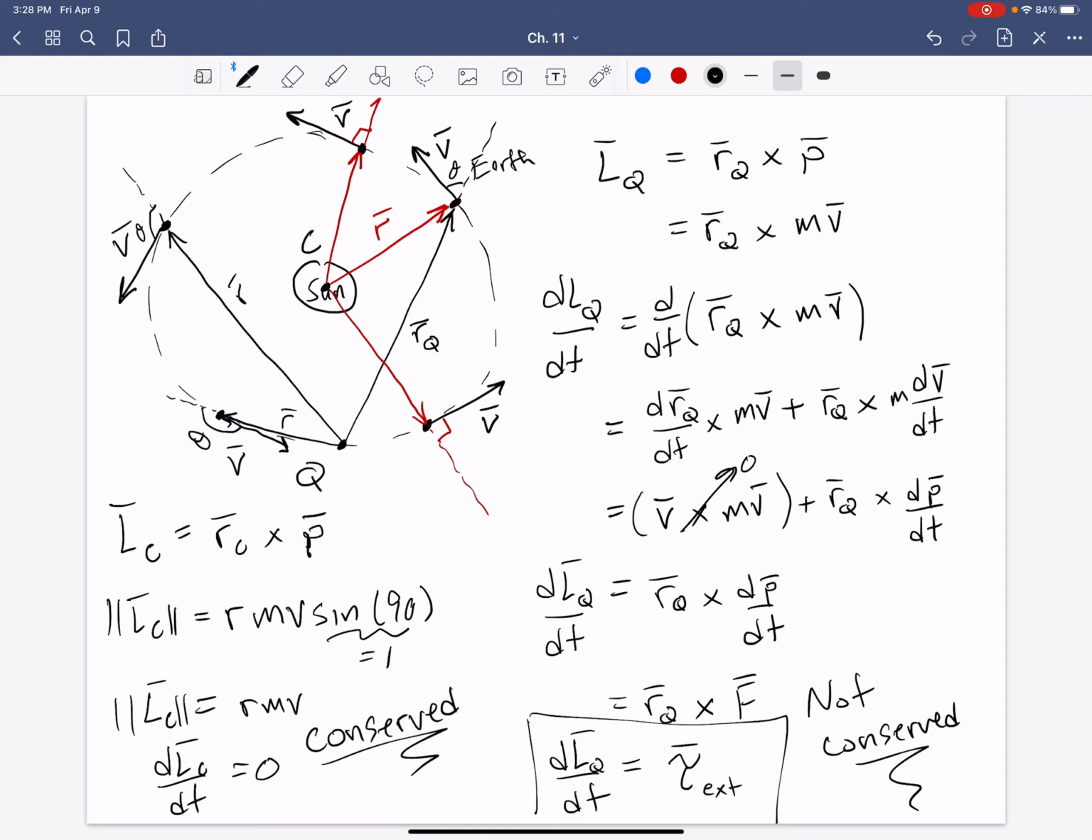So I hope this video has given you a little bit of an insight into what angular momentum is, and that it purely depends on where we measure from. Right? That's the thing. It depends on where we measure from.